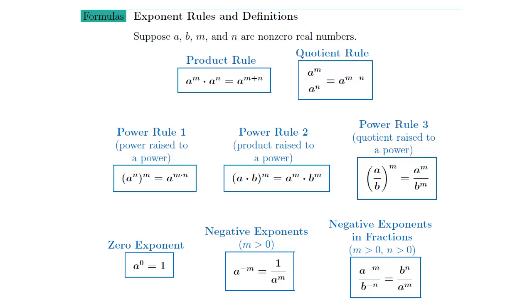Let me finish by giving you a summary page of basic exponent rules and definitions. These rules and definitions will help you as you simplify expressions involving rational exponents. Write all of these rules down: the product rule, quotient rule, power rules, zero exponent, negative exponents, and negative exponents in fractions rules. They will all help you as you go about doing your homework exercises.